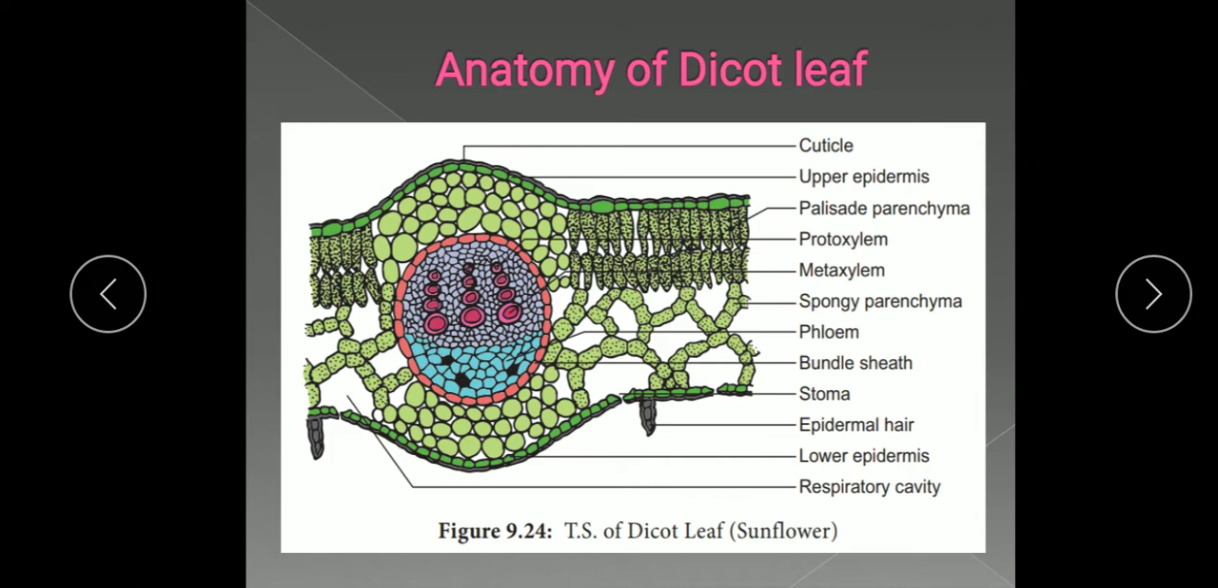And in monocot leaves the xylem vessels are numerous and arranged in radial rows. And in the dicot leaf the xylem vessels are very few and arranged in a V or Y shape. So this is the difference between the dicot and monocot leaves.